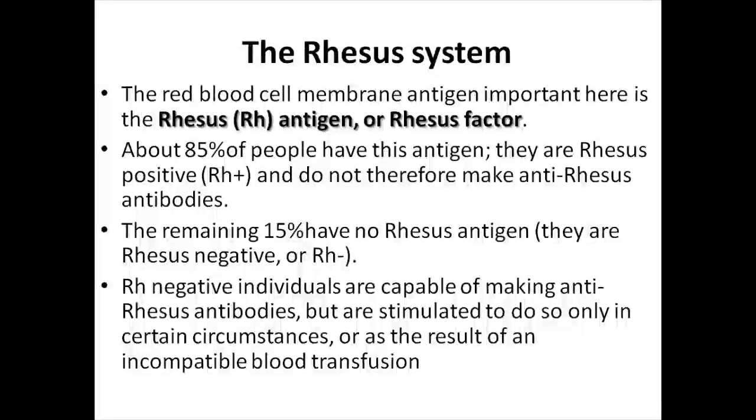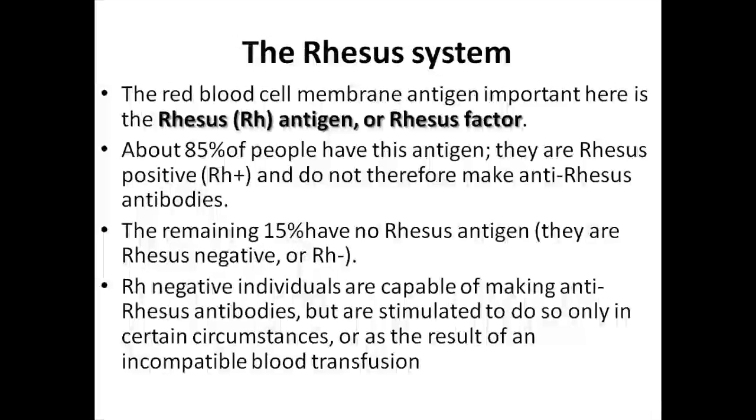The remaining 15% of the population have no rhesus antigen, so they are known as rhesus negative. And because they have no rhesus antigen, their body will make antibodies that will fight any blood that has rhesus positive, or has the rhesus surface antigen. So Rh negative individuals are capable of making anti-rhesus antibodies, but are stimulated to do so only in certain circumstances, or as a result of incompatible blood transfusion. These rhesus antibodies formed by rhesus negative individuals, who lack the rhesus surface antigen, are only stimulated in certain circumstances. We shall see the circumstances that can stimulate the body to produce this antibody.